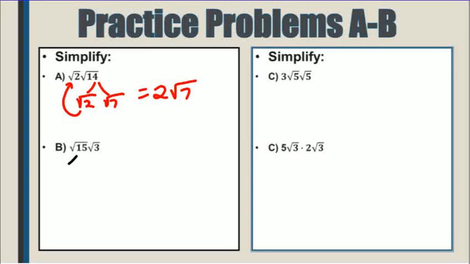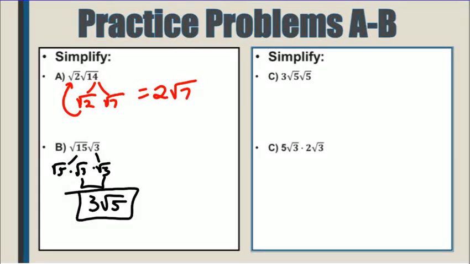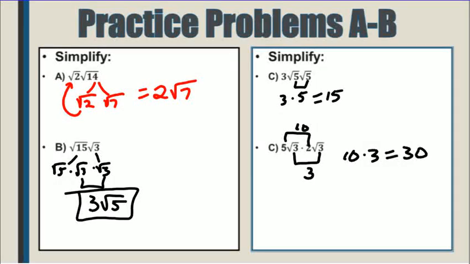Same thing with this one, square root of 5 times the square root of 3. And then I'm multiplying this by the square root of 3. These two are partners, that becomes 3. And all I have left is the square root of 5. Over here, square root of 5 times square root of 5 is 5. 3 times 5 is 15. Square root of 3 times square root of 3 is 3. 5 times 2 is 10. 10 times 3 gives us 30.